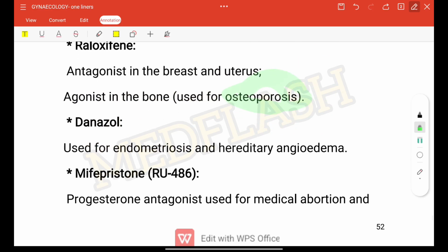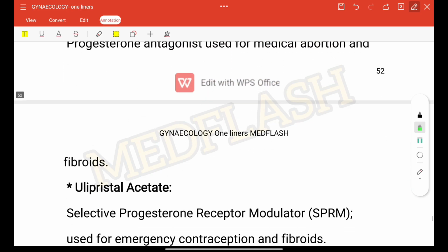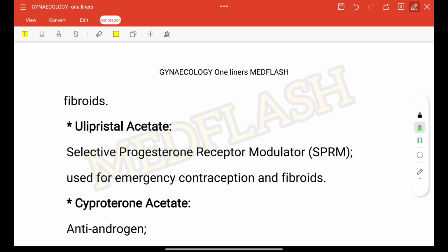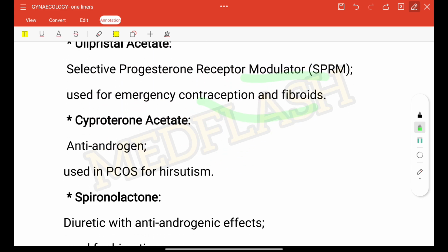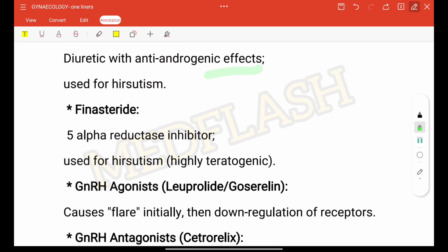Danazol used for endometriosis and hereditary angioedema. Mifepristone, progesterone antagonist used for medical abortion and fibroid. Ulipristal acetate, selective progesterone receptor modulator used for emergency contraception and fibroids. Cyproterone acetate, anti-androgen used in PCOS for hirsutism. Spironolactone, diuretic with anti-androgenic effects used for hirsutism. Finasteride, 5-alpha reductase inhibitor used for hirsutism, highly teratogenic.